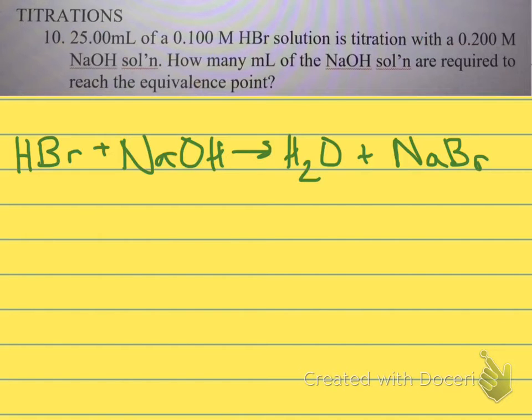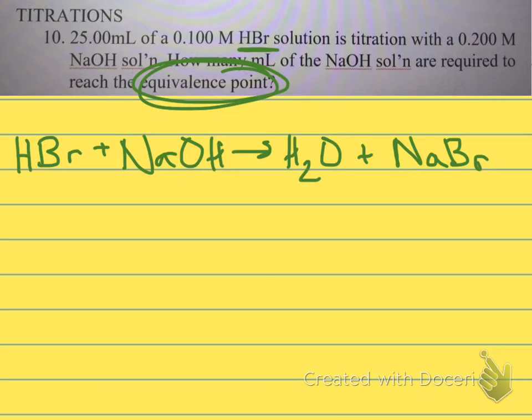So our chemical reaction is as follows. Hydrobromic acid plus sodium hydroxide becomes water and sodium bromide. And we want to reach the equivalence point. So this means we want to neutralize this solution. So we want to fully react all of the hydrobromic acid.